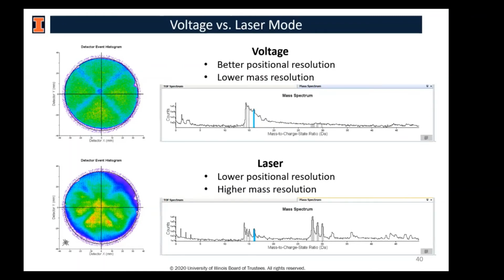They do have a system that uses a reflectron in the ion path to increase the mass resolution in voltage mode, but that does drop the amount of atoms that you're counting from 80% all the way down to 50%, which may not be useful.